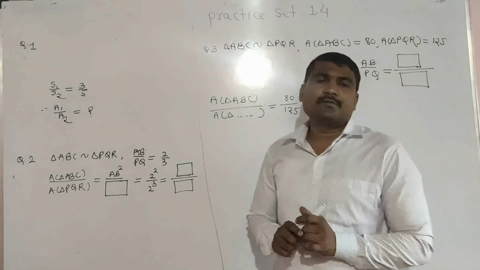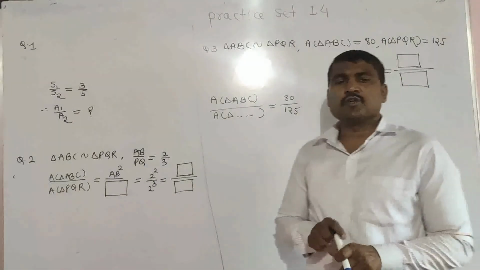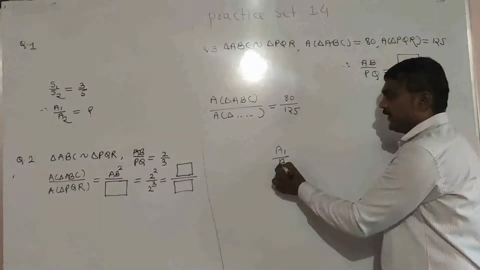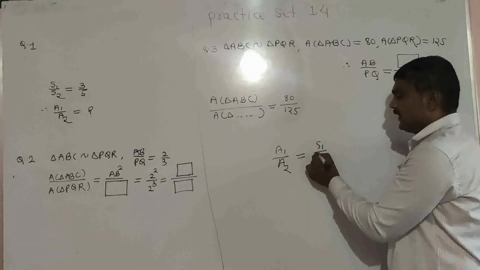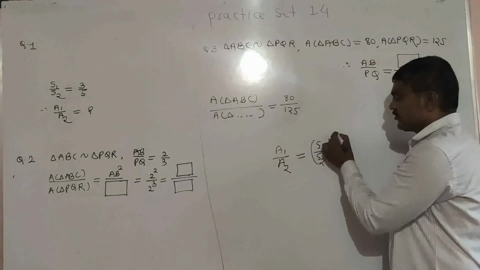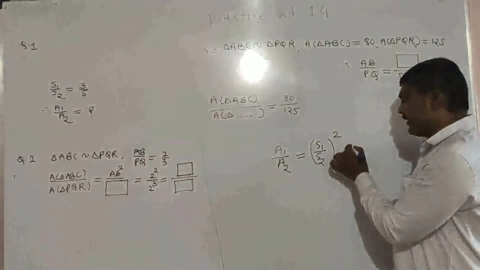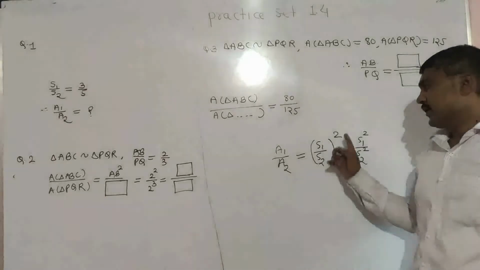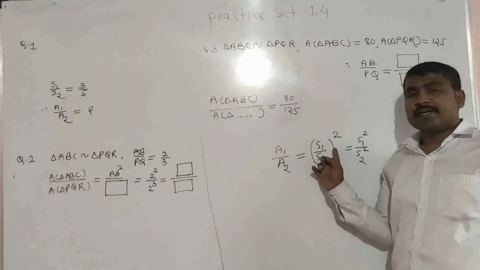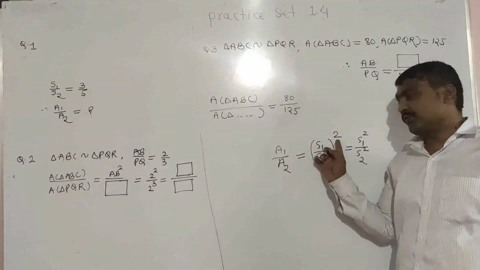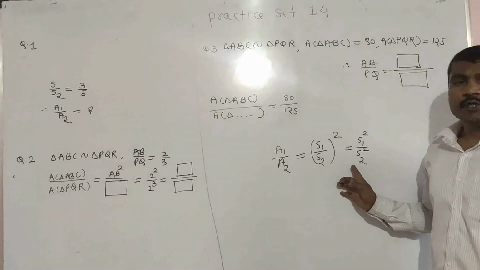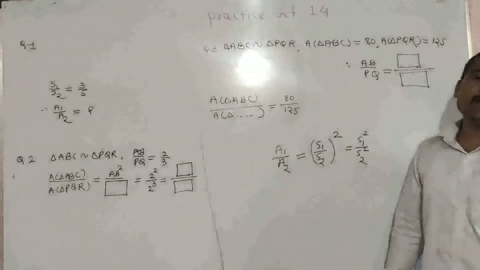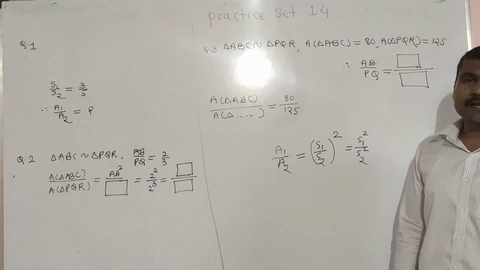We have just seen the theorem on the ratio of areas of 2 similar triangles. We have the formula A1 upon A2 equal to (S1 upon S2) whole square. We can also write S1 square upon S2 square. Here the square of the bracket is given, that means we can square the numerator as well as the denominator. So this is the formula. This theorem is called the ratio of areas of two similar triangles. Okay.